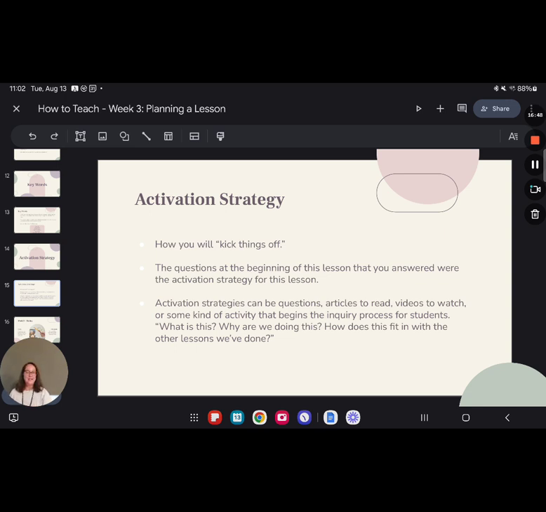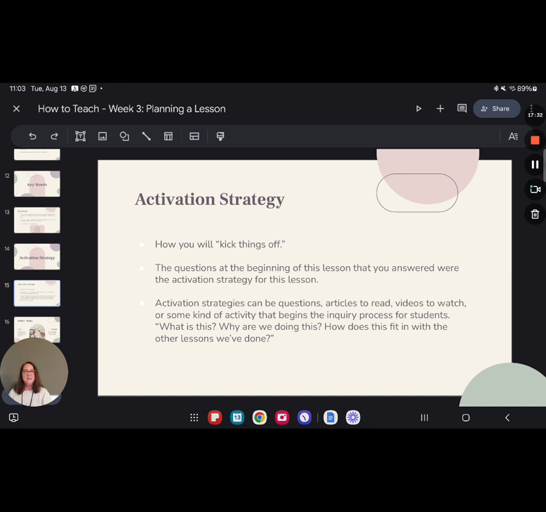Activation strategies can be anything like questions. Sometimes they're articles to read or videos to watch if we're in an online context. It's any kind of activity that begins the inquiry process, and it's an important step for students, but it's also a helpful one when we're talking about adult learners, because it builds our curiosity, right? Oh, what is this? Why are we doing this? How does this fit in with what we're doing? How does this fit in with what we talked about last week? So it's really a way to get that curiosity going, piquing the interest of the students, and it helps get the juices flowing, as they say.